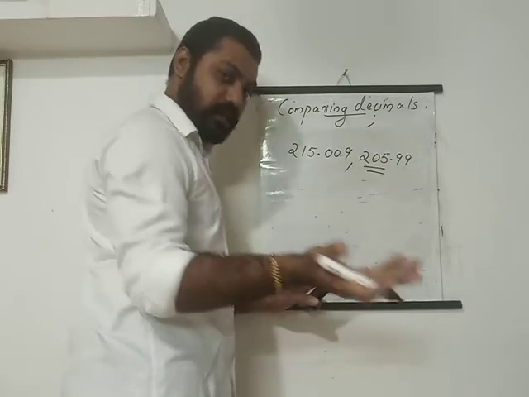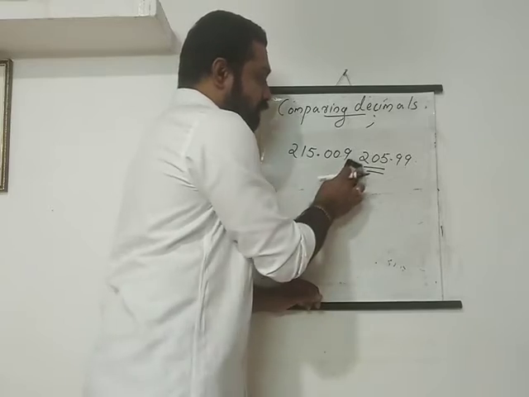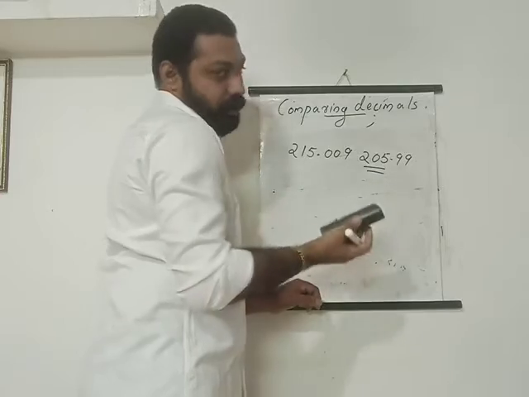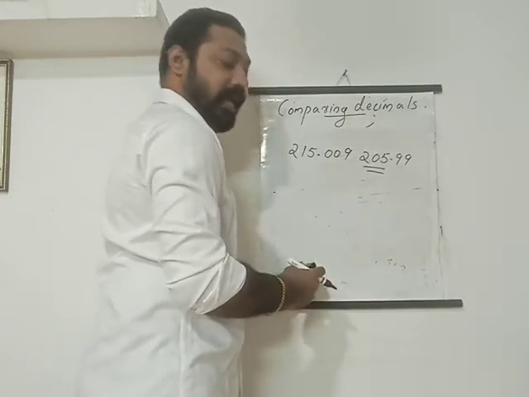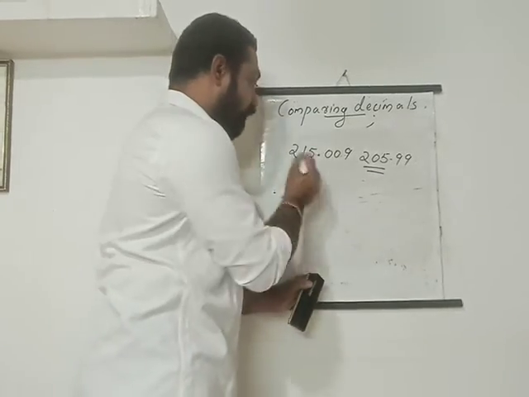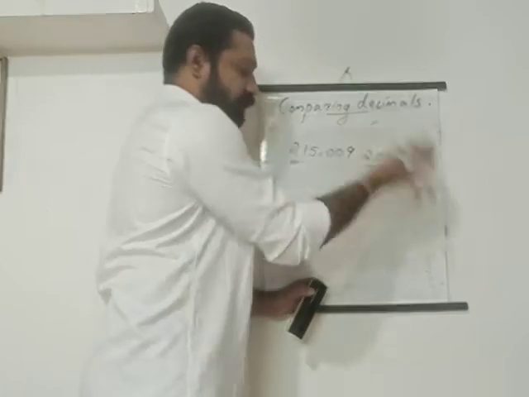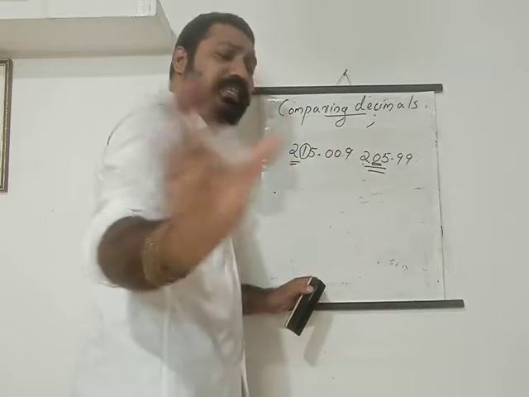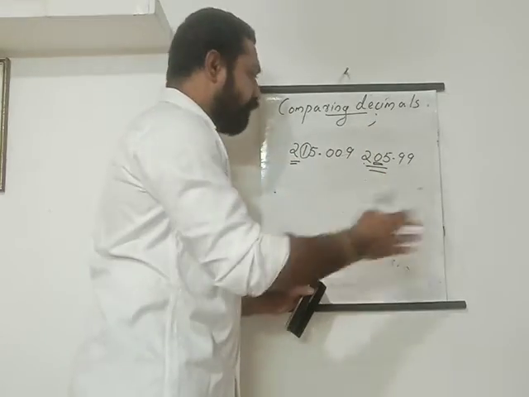Easily, we can say I am just comparing. Some students will understand, which will be great. This is 215, this is 205 only, isn't it? So this will be the greatest one. Anyway, we are following the steps. This is 2, here it is 2. Go to the next place. Here it is 1, here it is 0. Then no need of any other comparison. Understand? You need not compare the next place.